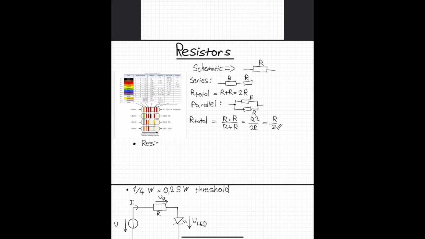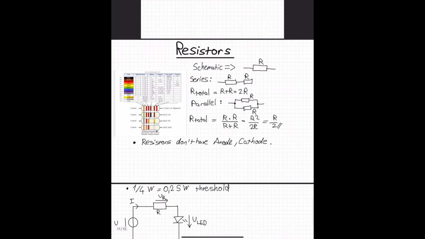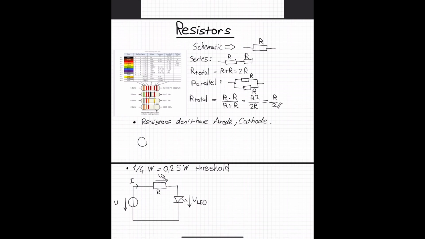So this is a feature of resistors: resistors don't have an anode or cathode. What does it mean? The polarity doesn't matter, so it doesn't matter how you connect the resistors, they don't have a side. And let's draw a simple circuit with a voltage source and a resistor.